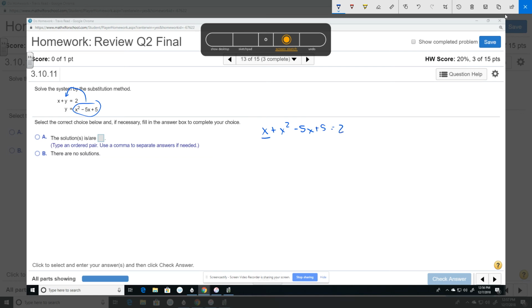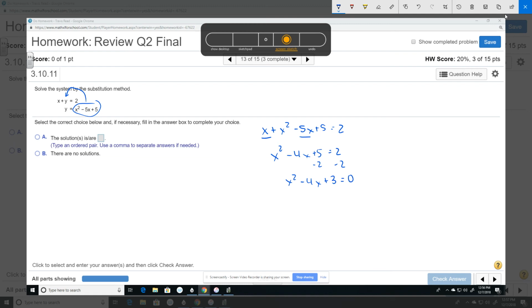Let's combine like terms. X minus 5x. I've got my x squared. These two go together. X minus 5x is negative 4x plus 5 equals 2. And then if I minus 2 from both sides, x squared minus 4x, 5 minus 2 is 3.